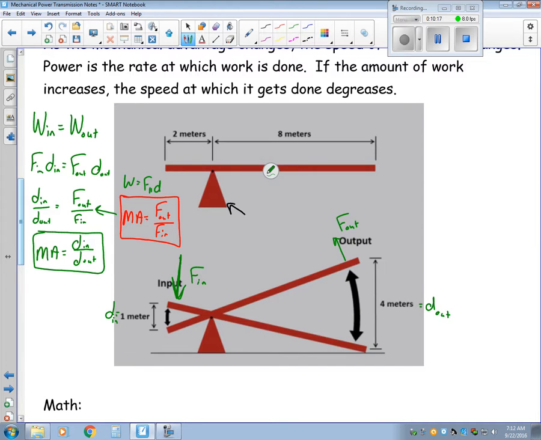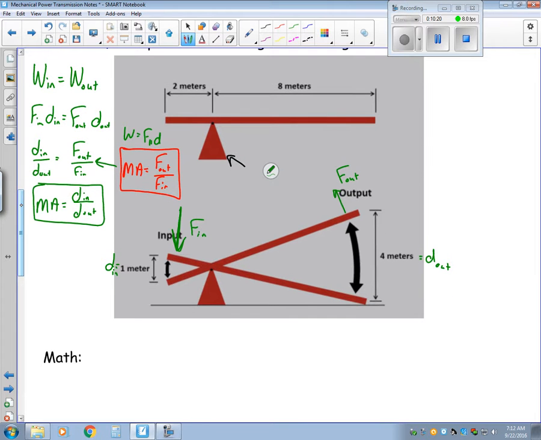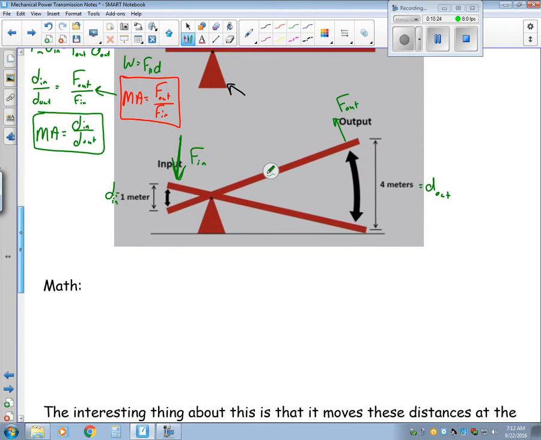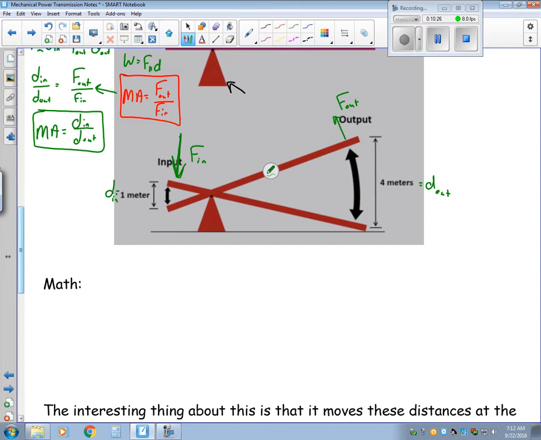So we can go ahead and calculate the mechanical advantage of this system right here. So looking at this, mechanical advantage equals the input distance divided by the output distance. So what I have is 1 meter divided by 4 meters. And I get a mechanical advantage of 0.25. That is unitless because it's a ratio. The meters cancel out.